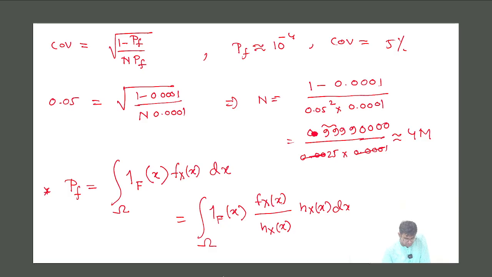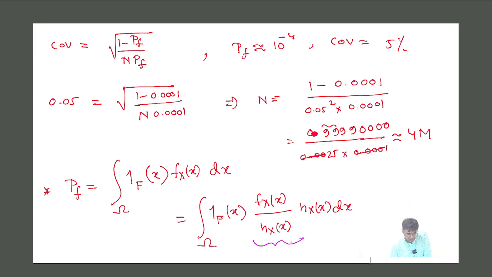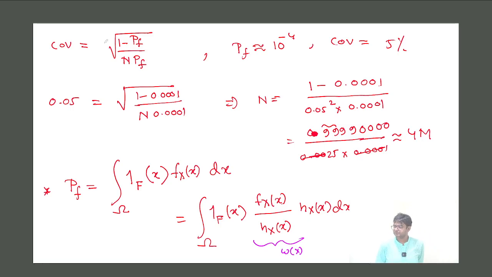So, okay, let me do one more thing. So, this ratio I will call it Wx. So, can you tell me in terms of expectation what is this equal to? Pf is equal to what? In terms of expectation, tell me. What is Pf equal to in terms of expectation? Should be simple. What is the PDF here? The way I have written it, what is the PDF?